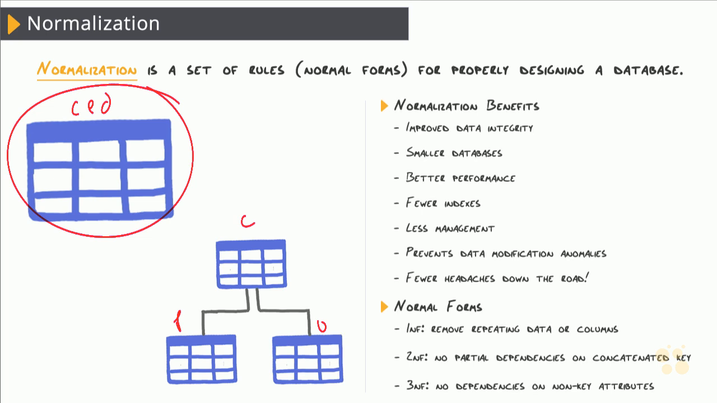Here are just a few benefits of normalization. Improved data integrity being a big one here. There's not going to be any redundant data with normalization. Without it, we're going to have redundant data all over the place, which is just a can of worms when it comes to managing that data. I'll give you some examples of that as we go here. Also, because we're not dealing with redundancies, our database is going to take up less space, which is always a good thing. It's also going to result in better performance and fewer indexes.